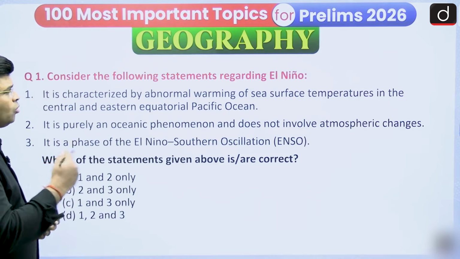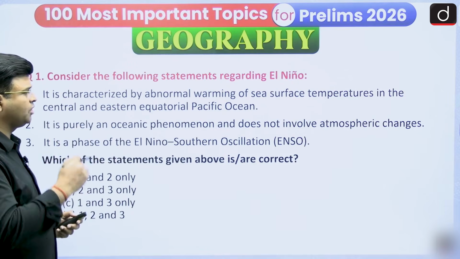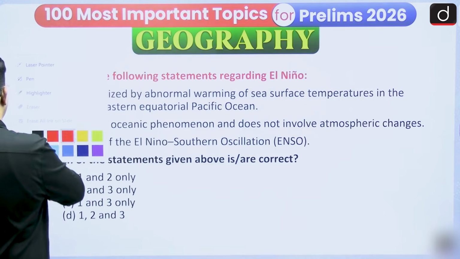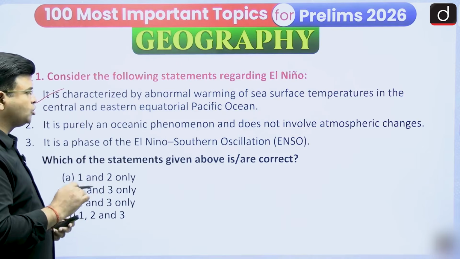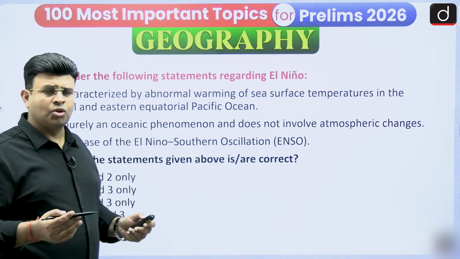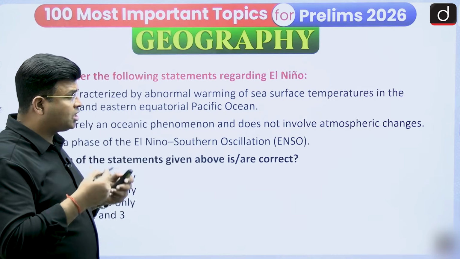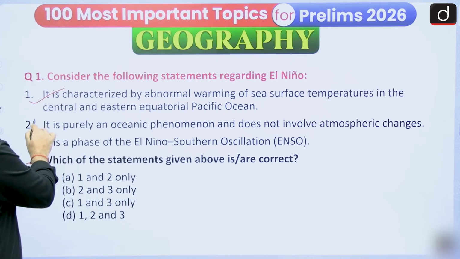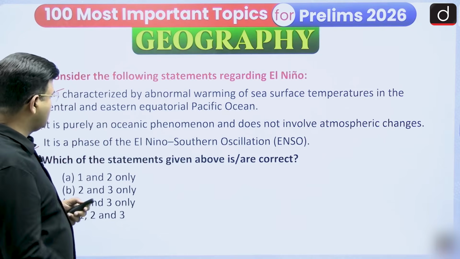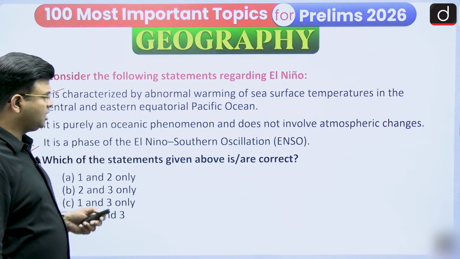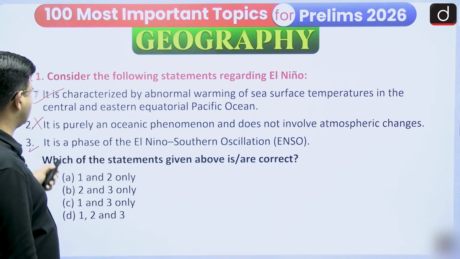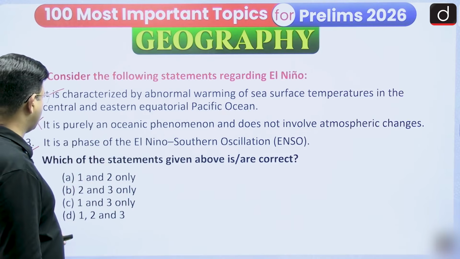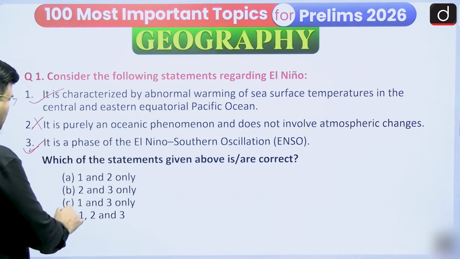It is characterized by abnormal warming of sea surface temperature in the central and eastern equatorial Pacific Ocean. Yes, this statement is correct. It is purely an oceanic phenomenon and does not involve atmospheric changes. We can say it involves atmospheric changes also, so the second statement is wrong. The third statement says it is a phase of the El Nino Southern Oscillation. Yes, it is the warm phase, while La Niña is the cold phase. On that basis, options 1 and 3 are correct.